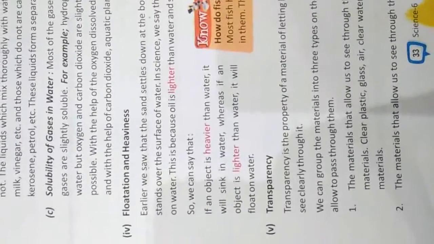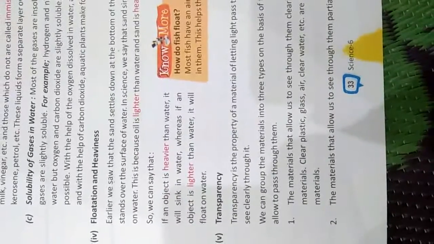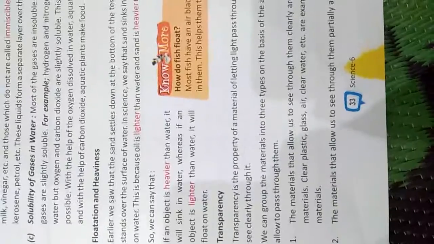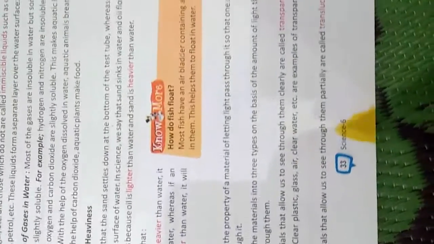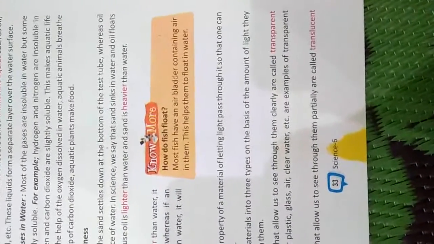So we have the other property, that is transparency. Transparency is the property of a material of letting light pass through it so that one can see clearly through it. We can group the materials into three types on the basis of the amount of light they allow to pass through them. So first of all the transparent, the second is the translucent, and the third one is the opaque.